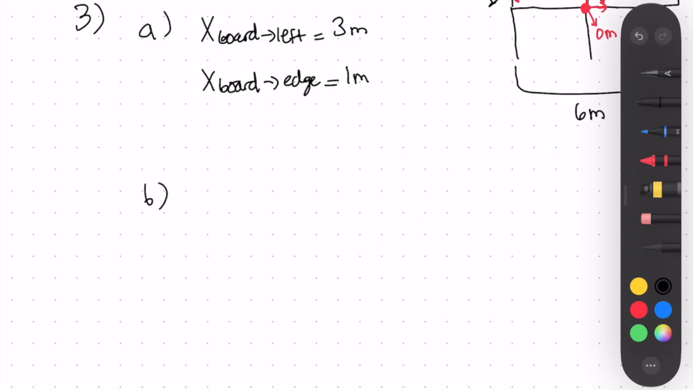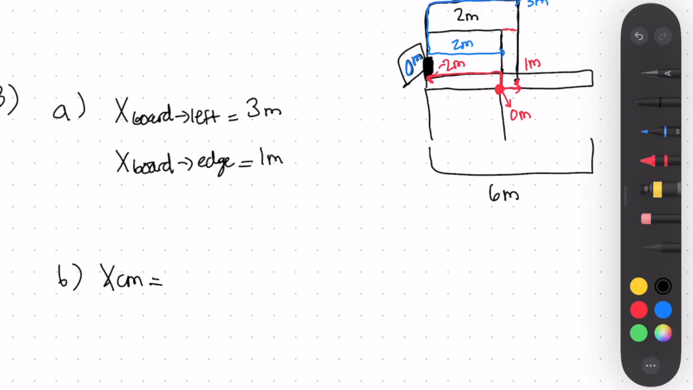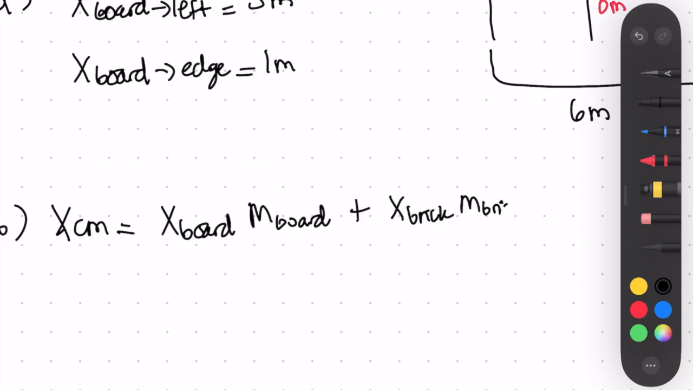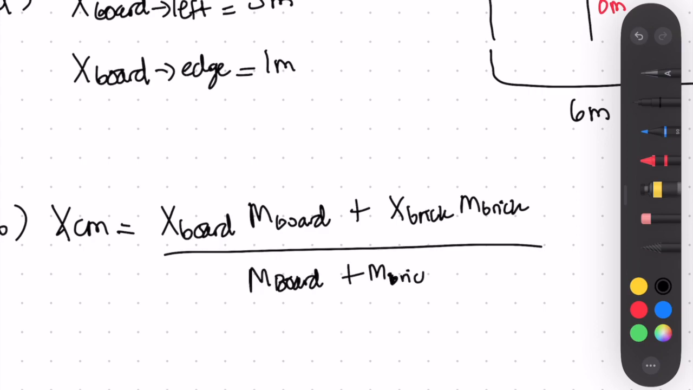So that brings us to B, where they're asking for the x coordinate of the center of mass of the brick board system. Right, so now they're just asking for the center of mass of the entire system here, which is the brick and the board. So the general equation for the center of mass would just be the center of mass of one object in the system times the mass of that object plus the center of mass of the other object in the system times the mass of that object, and then divided by the sum of the masses. Well, we only have two objects here, the brick and the board. So we have x board times m board plus x brick times m brick. And then we add together the mass of the board and the mass of the brick, right?